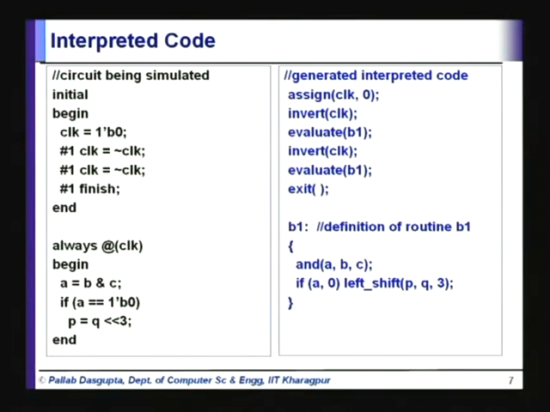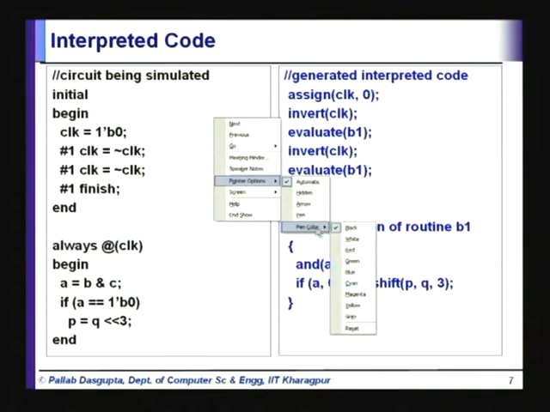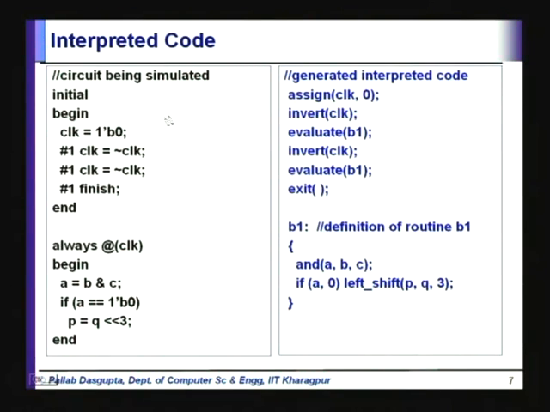To give you an example, on the left hand side I have the Verilog code of a circuit which is being simulated. Let me choose a pointer. Here I start by initializing the clock to 1'b0, and then after every 1 unit of time we toggle the clock. So, clock equal to not clock means the clock is toggling, and after 3 time units we finish. That finish is a special statement which says that this is the end of simulation.